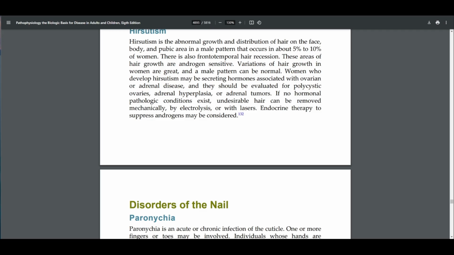Women who develop hirsutism may be secreting hormones associated with ovarian or adrenal disease, and they should be evaluated for polycystic ovaries, adrenal hyperplasia, or adrenal tumors. If no hormonal pathologic condition exists, undesirable hair can be removed mechanically by electrolysis or with lasers. Endocrine therapy to suppress androgens may be considered.